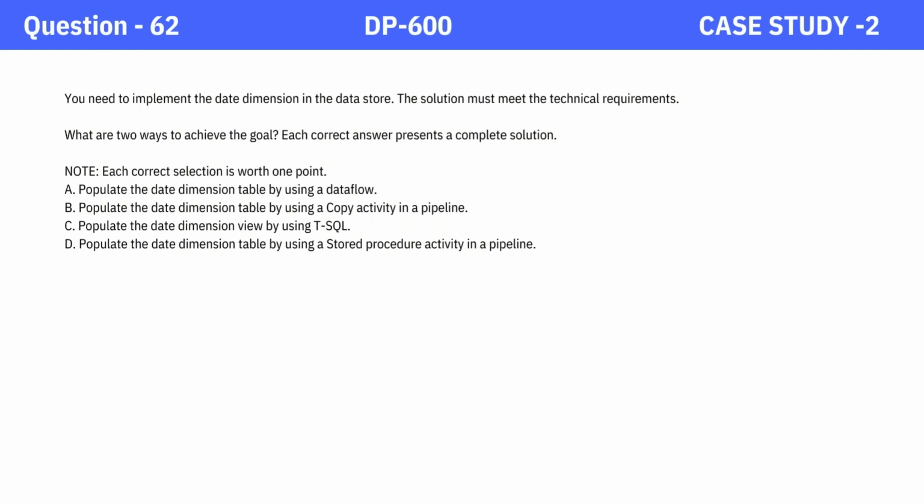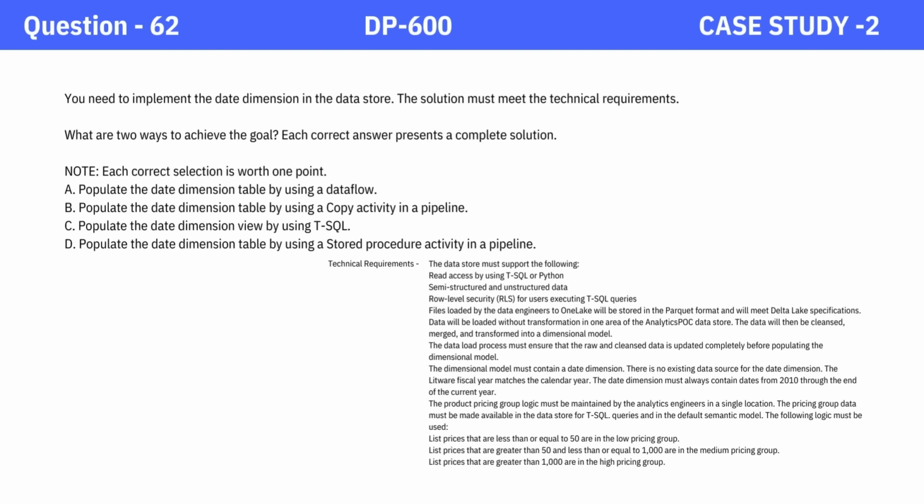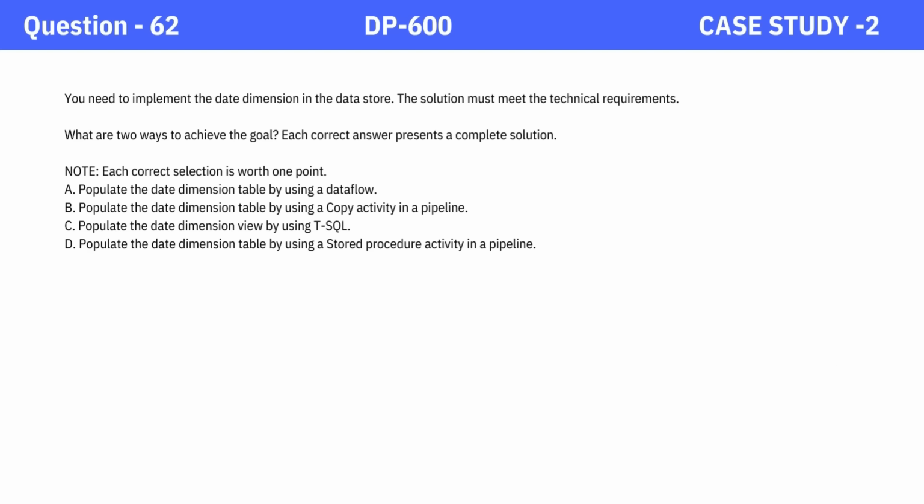Question 62. You need to implement the date dimension in the data store. The solution must meet the technical requirements. What are 2 ways to achieve the goal? Each correct answer presents a complete solution. Note: each correct selection is worth 1 point.